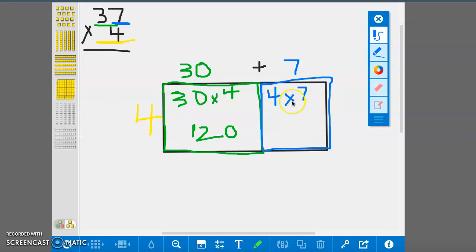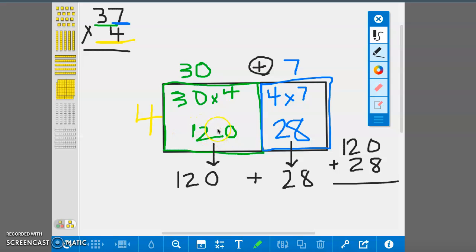So we're going to do 4 times 7. When we go to our basic math facts, we know that 4 times 7 is 28. So here we brought down the 120 and we brought down the 28. And we're going to add the tens with the ones. So we're going to do 120 plus 28.